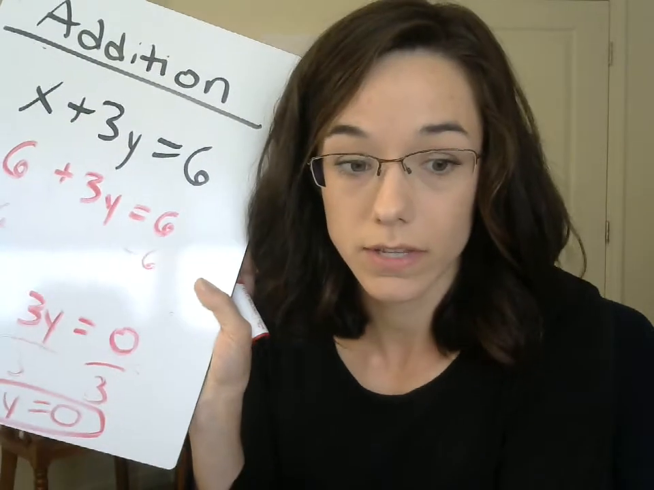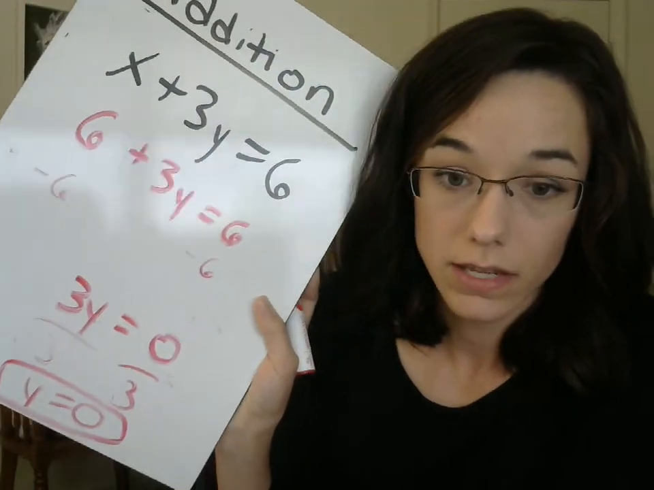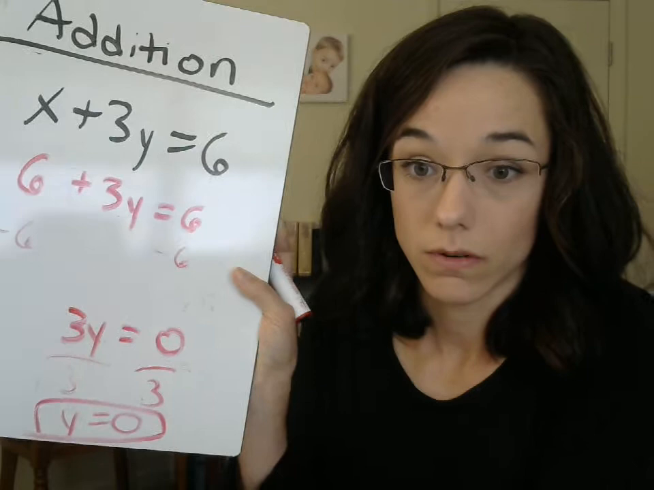Okay, so now you know that x equals 6 and y equals 0. And you know that that's where those two lines will cross, is where x is 6 and y is 0. It's a coordinate of (6, 0).